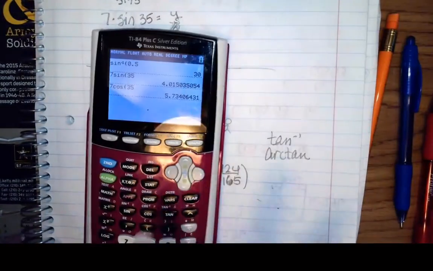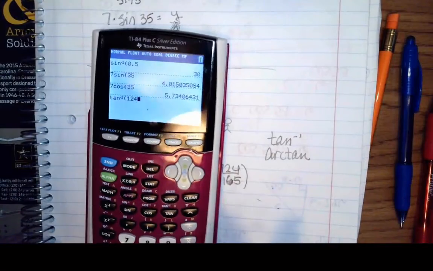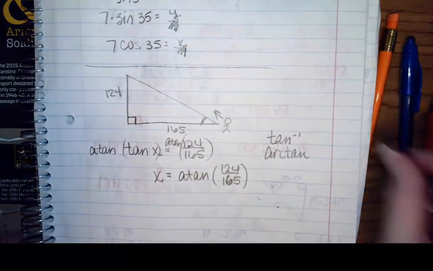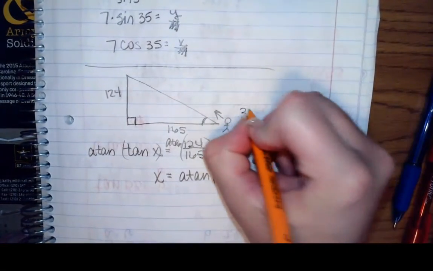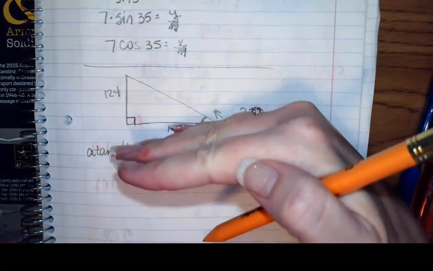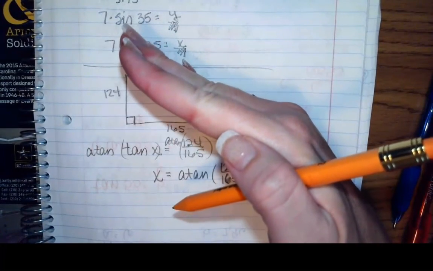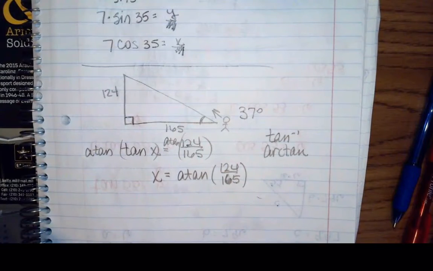124 over 165. So the arctangent of 124 over 165 gives me 37 degrees. So basically, the angle of elevation to the sun, this little man is going to have to look from dead across at 0 degrees. He'll have to raise his eyes 37 degrees to look up to see the top of the building and the sun.